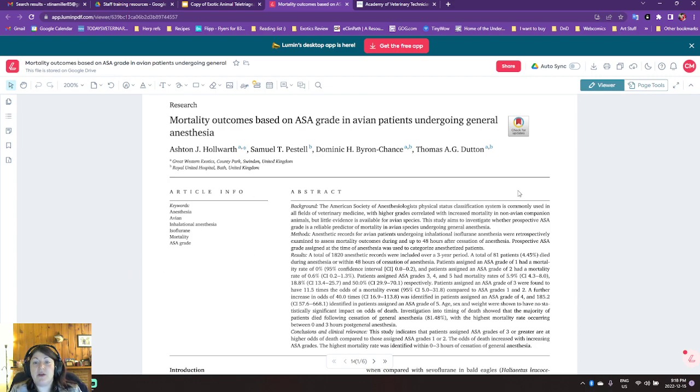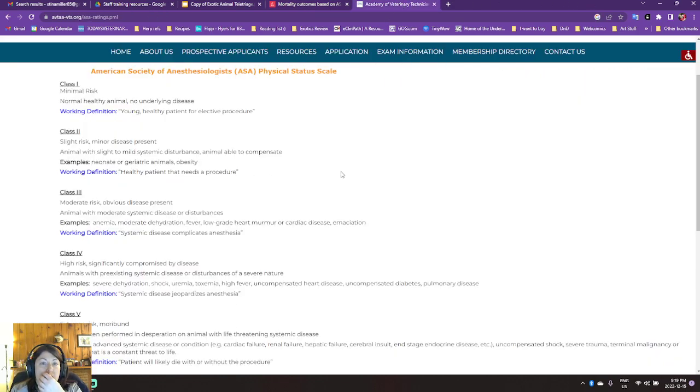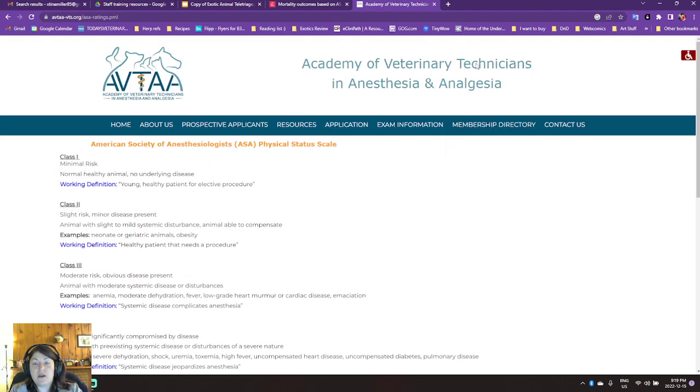ASA grades are from the American Society of Anesthesiologists. It's a classification system to assess anesthetic risk based on factors like age, comorbidities, or what other diseases or health problems the patient has, and their current reason for anesthesia. I've pulled up this chart from the anesthesiologists, but this is on the website of the veterinary technician specialists in anesthesia.